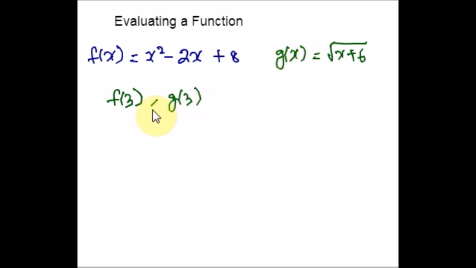Okay, here are the evaluations for this part. Just replace all x by 3 in the function f of x. So I'm getting 9 minus 6 plus 8. So totally I'm getting 11.